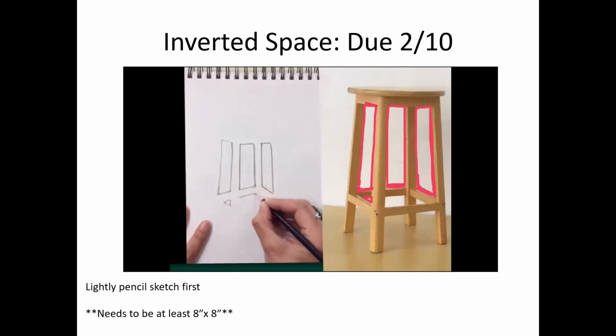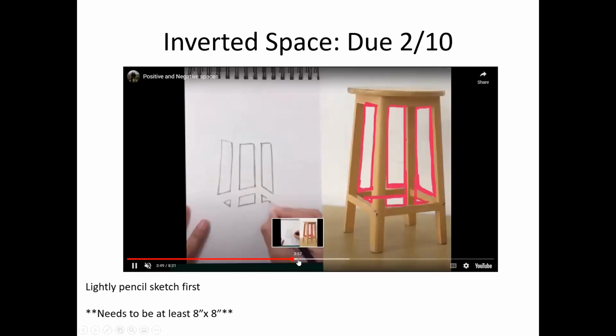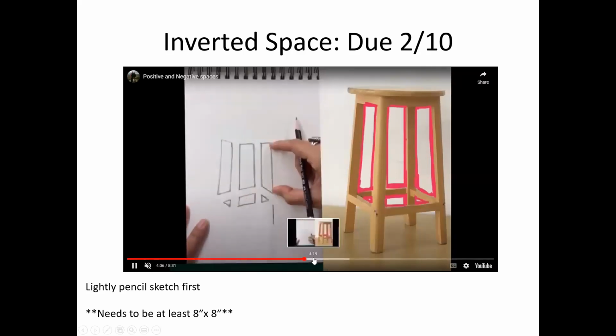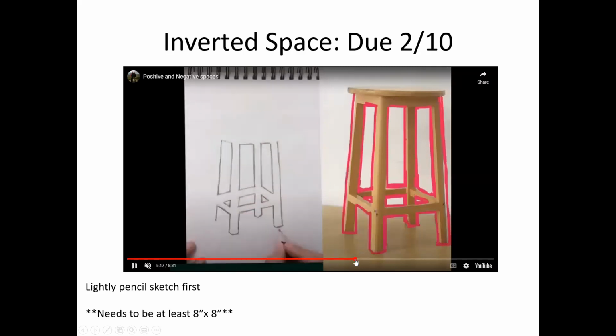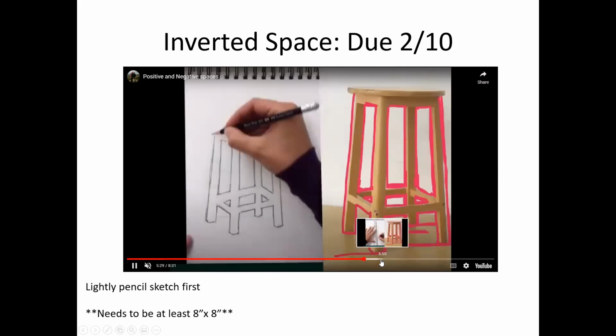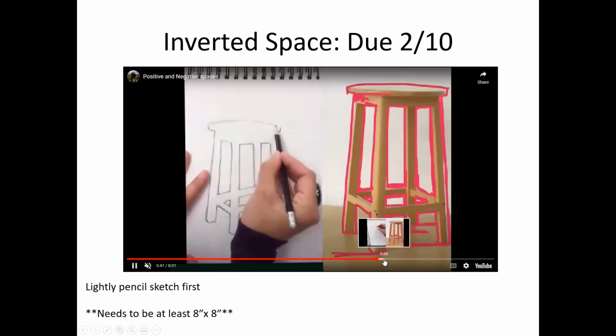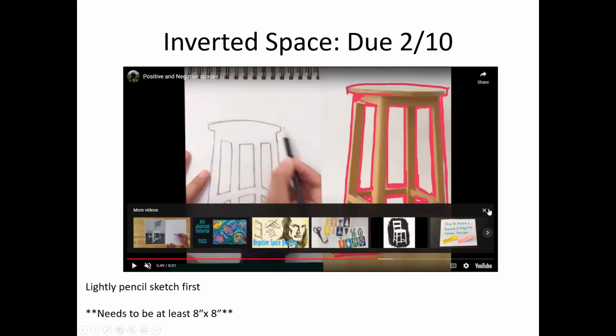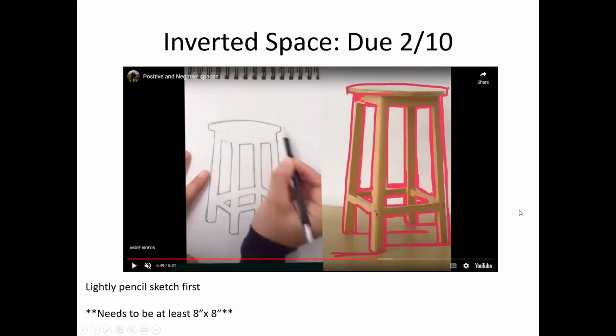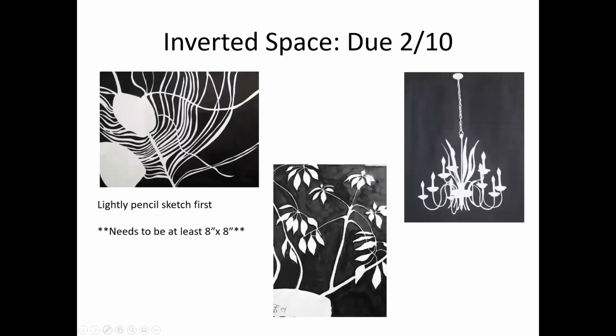Once that whole stool is drawn out, I'm going to fast forward a little bit. You can start to see it become a stool, which is pretty cool. And then for our 4th drawing, you are going to fill in the space around your object black. This is your inverted space drawing.